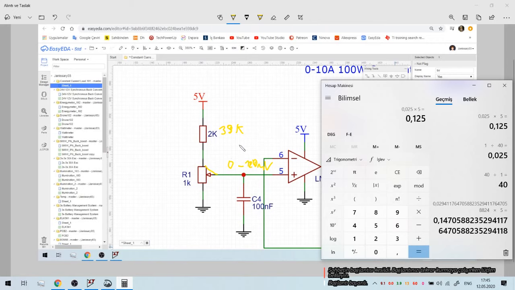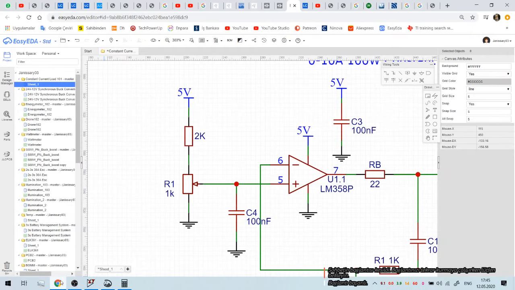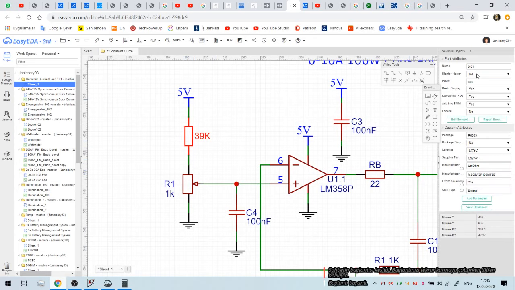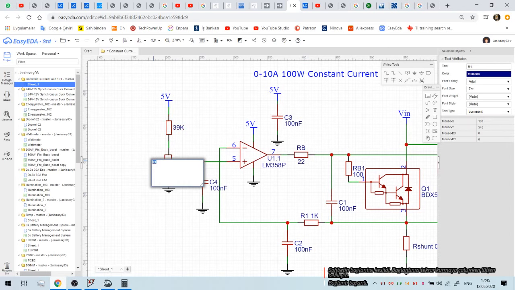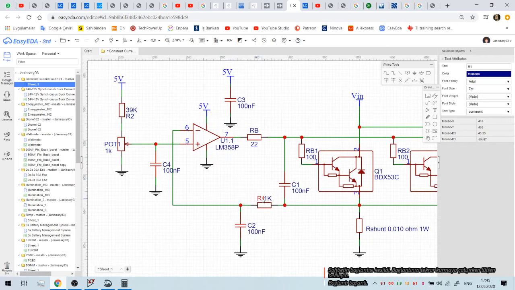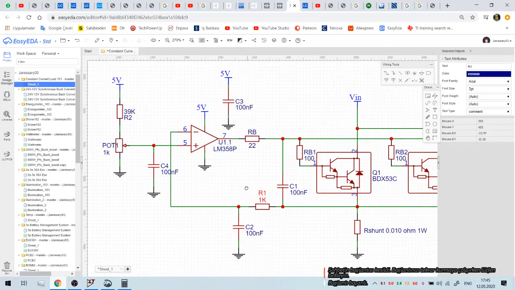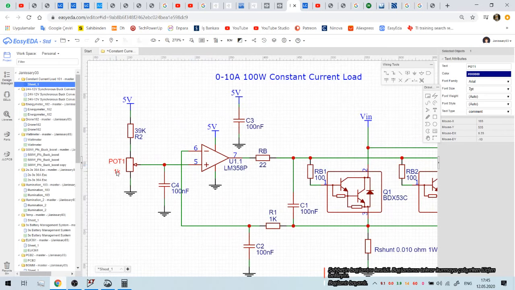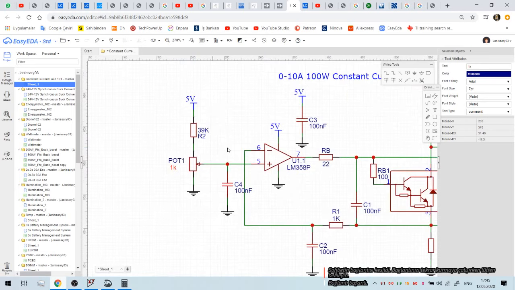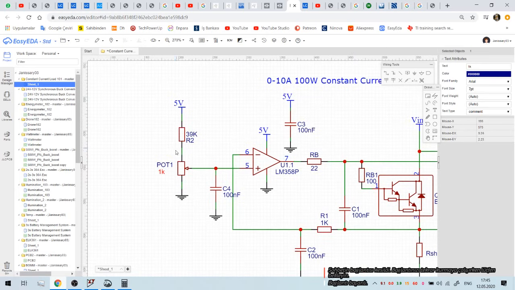Okay, take 39K, press 30 here, and say it is not pot 1. This will be R2. Okay. But if it is 10K, we need to adjust it again. Okay.